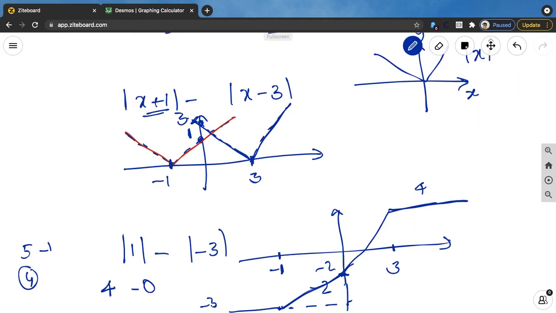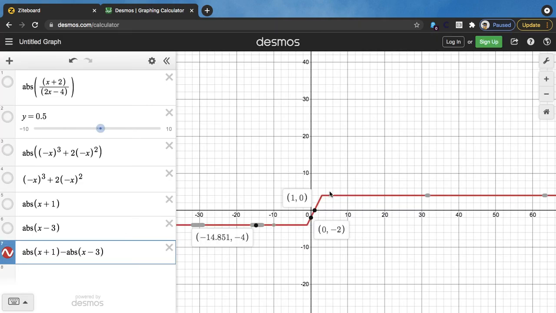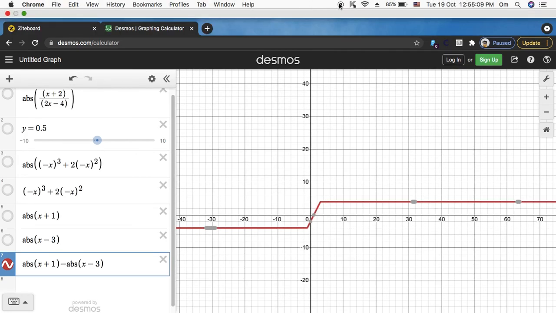Sorry, I think I made a mistake. I wrote minus 3. It's minus 4 actually. When x is minus 1, this will become minus 4, right? I made that mistake. So the function is like a Z from plus 4 till minus 4. Any value of x on the left of minus 1 is minus 4 and on the right of plus 3 is 4. So that's how we think about functions and their graphs without the calculator.